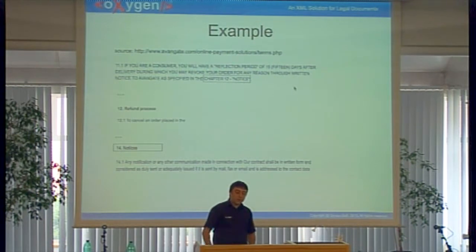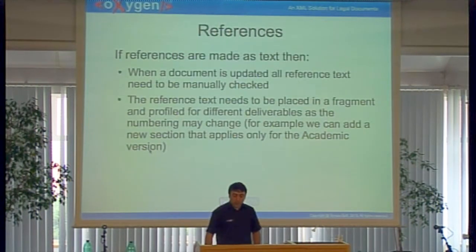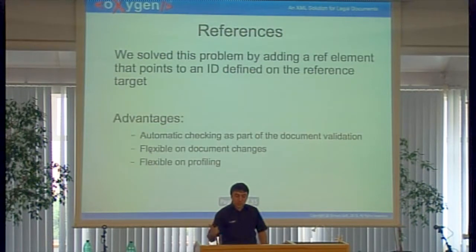Here is a real example from an end-user license agreement where we see that they refer to chapter 12 notice, and then the chapter is 14 actually in the agreement, and probably they don't use conditional processing. It's just maintained as text, but it shows that it's very easy to have such an error. So if you take profiling into account and you have references, then you need to profile also the reference text, similar to what happens in each deliverable. And so it gets quite complicated.